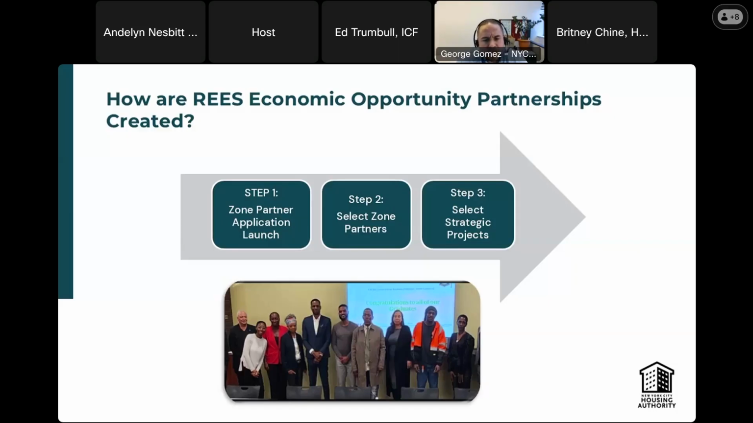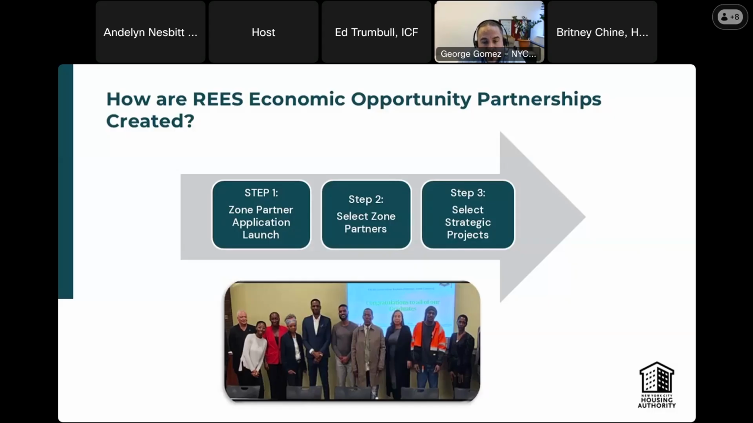NYCHA recognizes that our primary role and function is really serving as a landlord. So I think what's been important for REES is that we recognize that creating, deferring, and leveraging our partnerships have been essential to best serving our residents, because our partners are really the experts serving locally day in and day out.